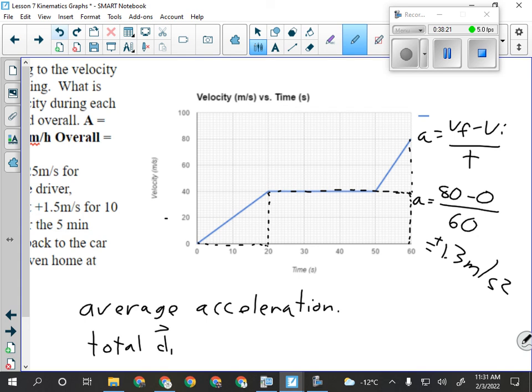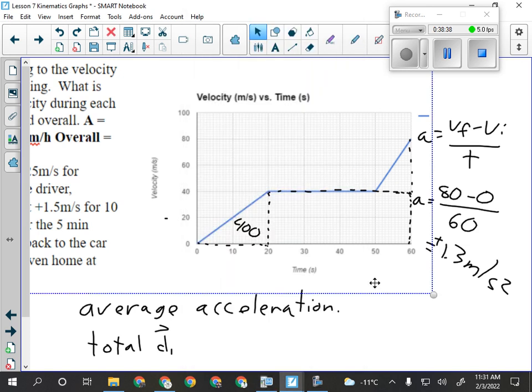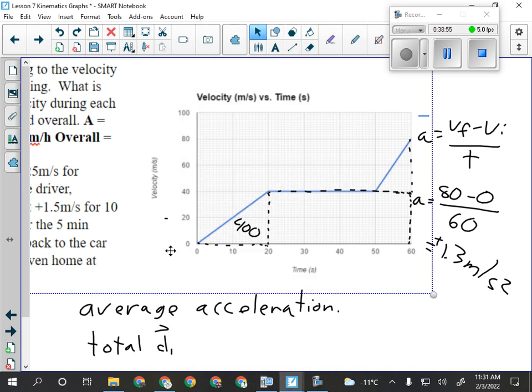So this first one here, we're going to have a base of 20 times a height of 40 over 2, so we're looking at 400 there. 20 times 40, divided by 2 is 400. Then I've got this rectangle here that goes from 20 to 60, so the base is 40. The height is also 40. So 40 times 40 should be 1600.